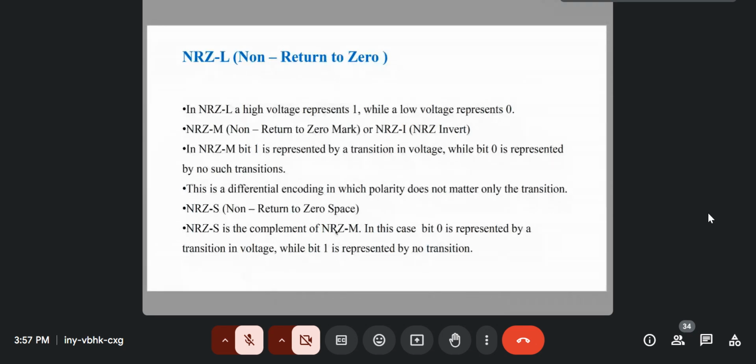So NRZ-S is a complement of NRZ-M. Complement just means if in NRZ-M for bit 1 there's a transition, then for S, for bit 0, there is a transition.